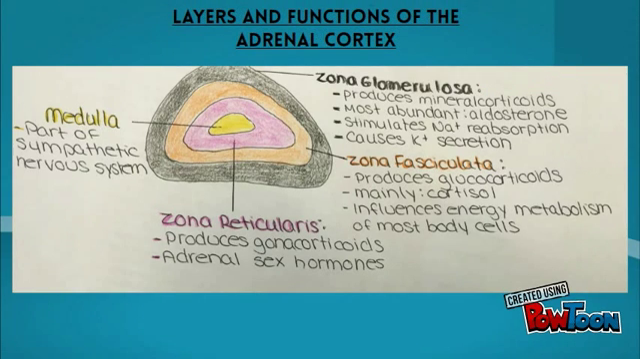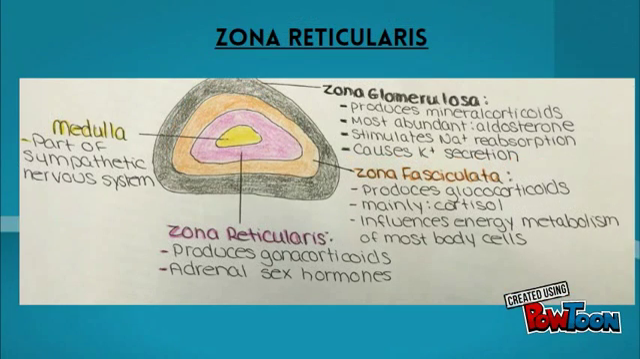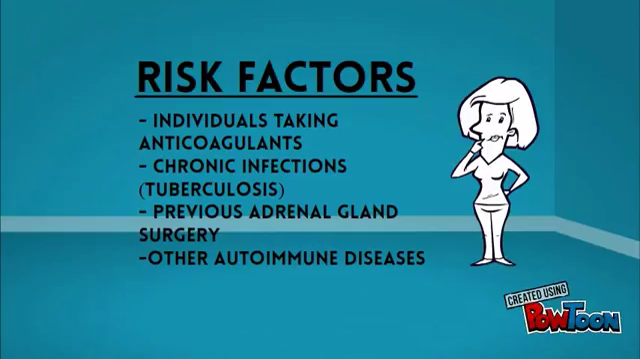The middle zona fasciculata produces glucocorticoids, the main one being cortisol, which influences the energy metabolism of most body cells and helps the body reduce stressors. The inner zona reticularis produces gonadocorticoids, which are adrenal sex hormones that play a role in the female libido, development of pubic hair, and act as a source of estrogen after menopause. Risk factors for Addison's disease include individuals taking anticoagulants, chronic infections such as tuberculosis, previous adrenal gland surgery, and other autoimmune diseases.